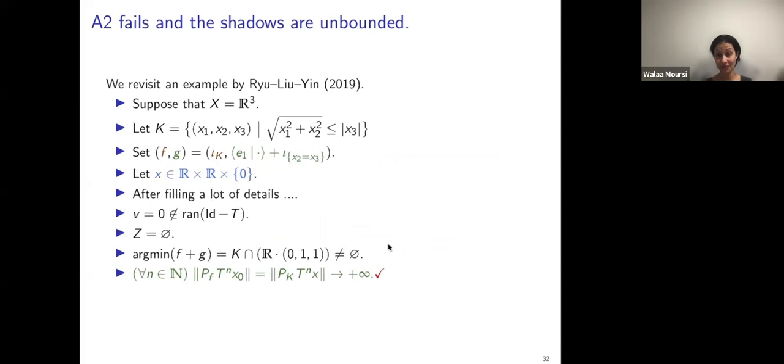So here we are going to recycle an example by Ryu, Hannah, and Yin in their 2019 paper. Suppose we work in R3 this time to get our counterexample, and we take K to be the ice cream cone, and f would be the indicator of that cone. G would be a very nice function: a linear function plus an indicator of the subspace x2 equals x3. And now to make progress, because it's not very easy to calculate things in closed form when projecting onto the cone, we need to start from a very special starting point.